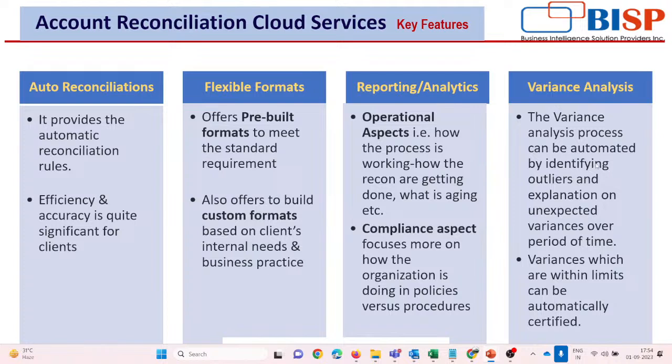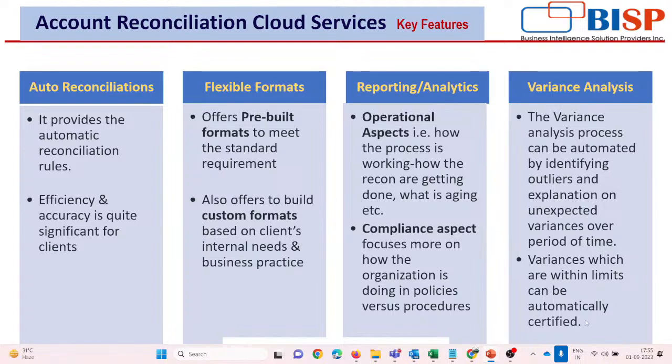The variance analysis process can be automated by identifying outliers and explanations on unexpected variance over a period of time. So it provides us a variance analysis also. We can have the variance between different periods, from one ledger to the other ledger, or for multiple periods of time. So we will be able to know the variance analysis. So what are the different reasons for the differences?